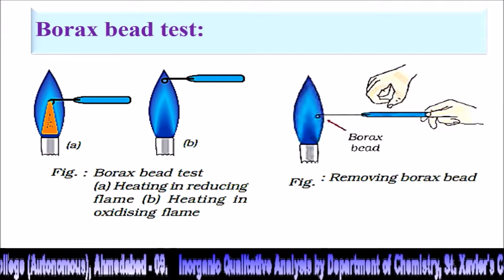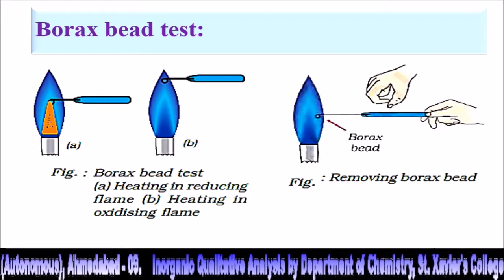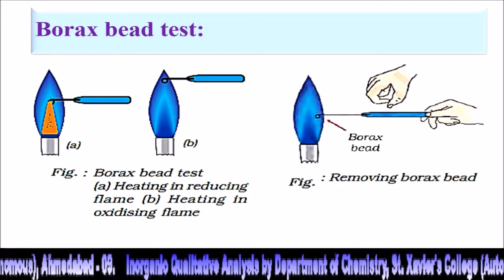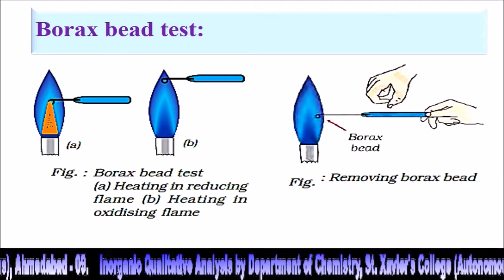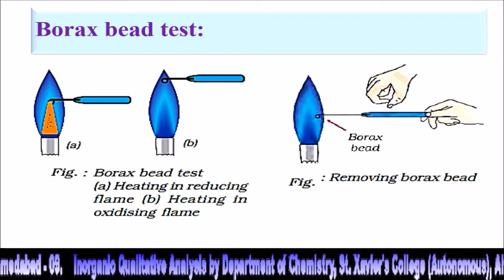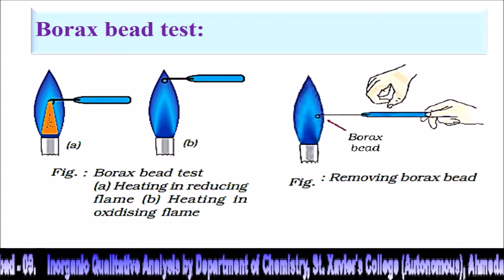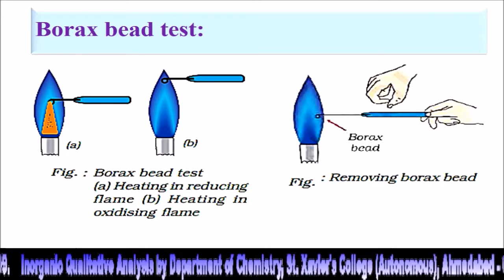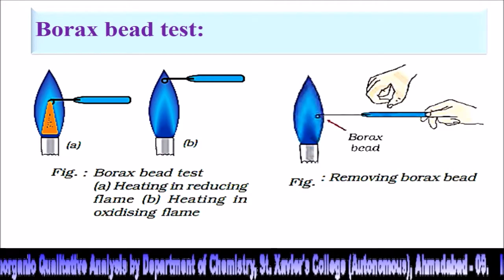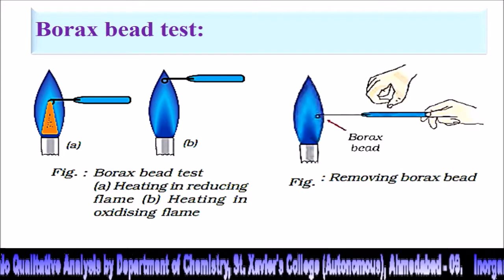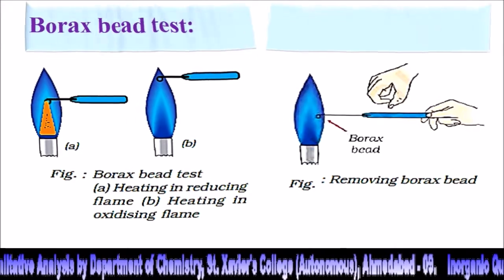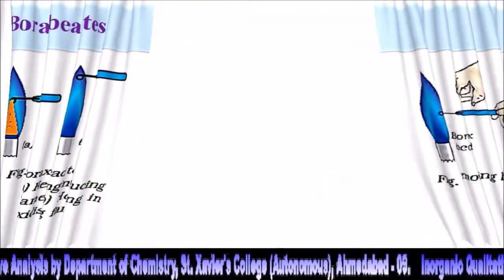Then that B2O3, boric anhydride, when we add it to any compound, the compound is going to form a metal metaborate, and that metal metaborate has a different color. On the basis of that we can identify the colored element of the compound, especially cations.